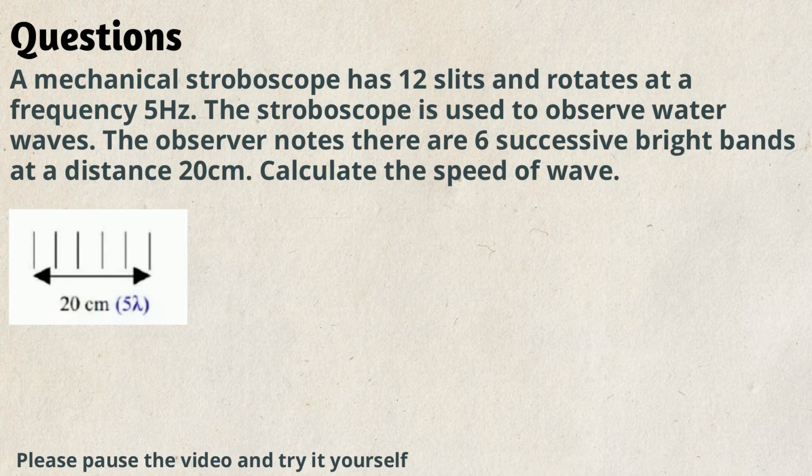Question 2. A mechanical stroboscope has 12 slits and rotates at a frequency of 5 Hz. The stroboscope is used to observe water waves. The observer notes that there are 6 consecutive bright bands at a distance of 20 centimeters. Calculate the speed of the wave. Please pause the video and try this yourself.